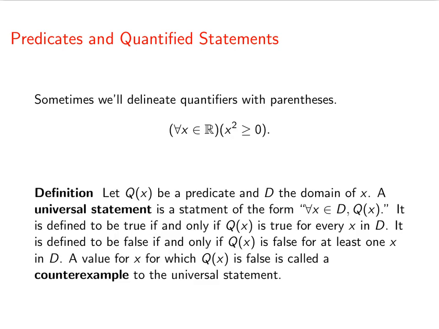All right, so then let's just make a definition. We'll let q of x be a predicate, and D is the domain of x. Remember that the domain is what you're allowed to plug in for x. A universal statement is a statement of the form, for all x in D, q of x. It is defined to be true if and only if q of x is true for every x in the domain. And it's defined to be false if and only if q is false for at least one x in D. And if you can find a value of x for which q of x is false, that's called a counterexample to the universal statement.